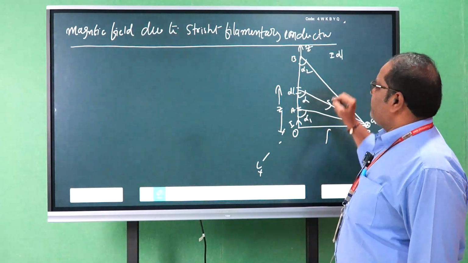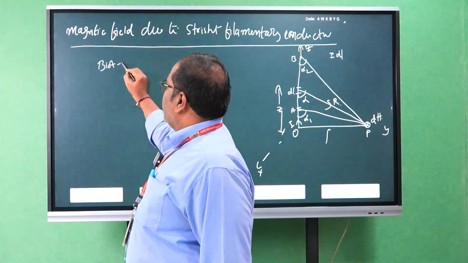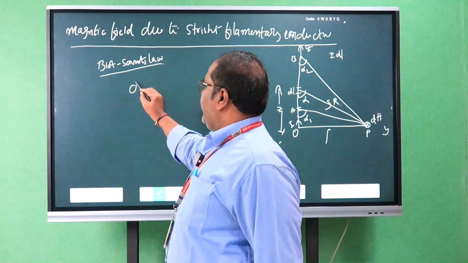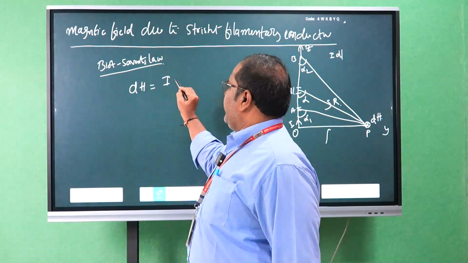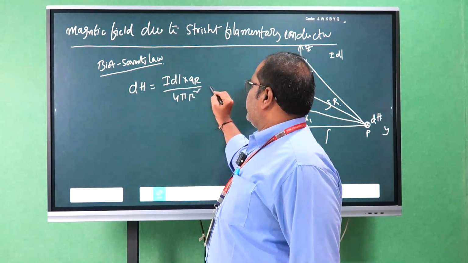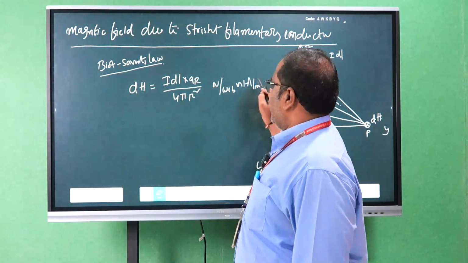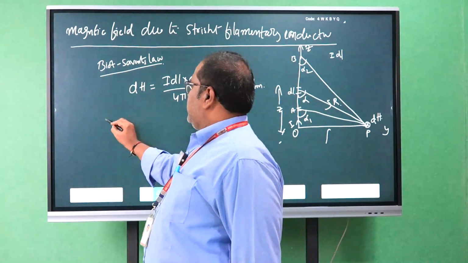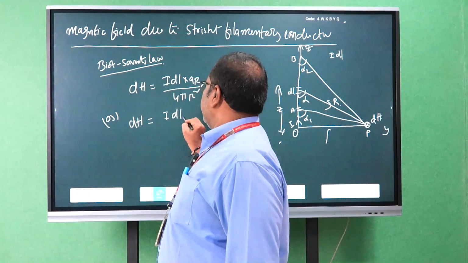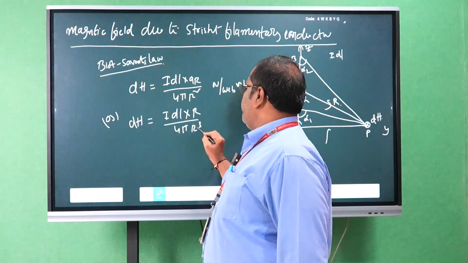Therefore, I dl, the magnetic field according to Biot-Savart's law. Therefore, the magnetic field intensity dH is equal to I dl cross aR by 4 pi R square, newton per weber or ampere per meter. It is also defined with R. Therefore, dH is equal to I dl cross R by 4 pi R cube.